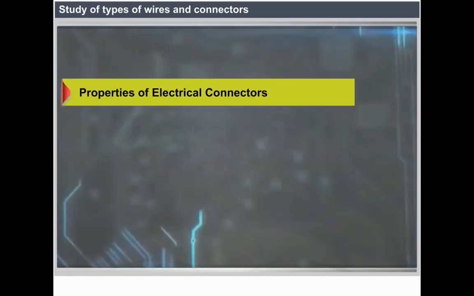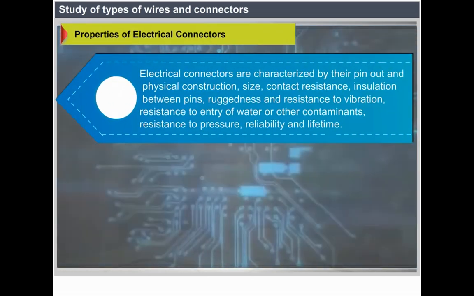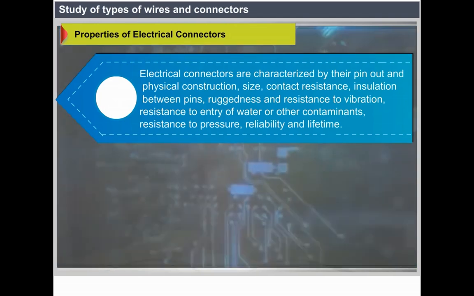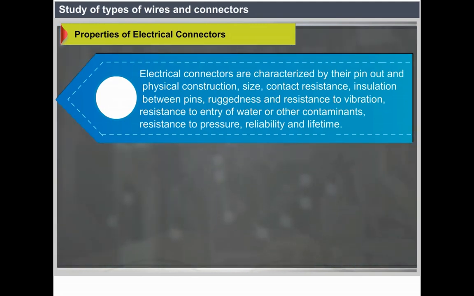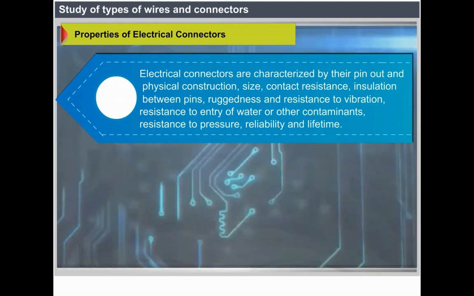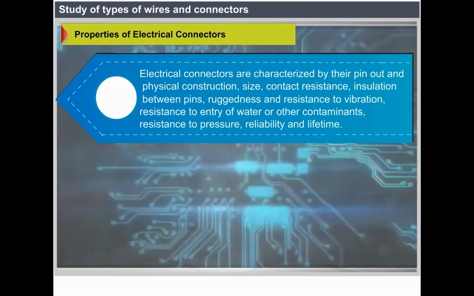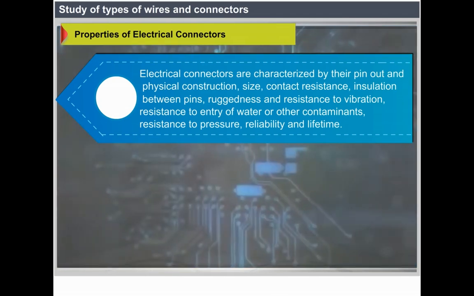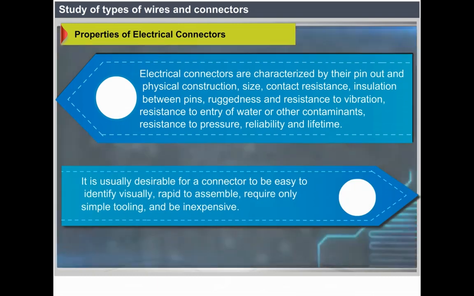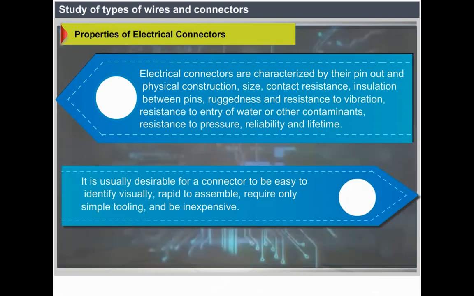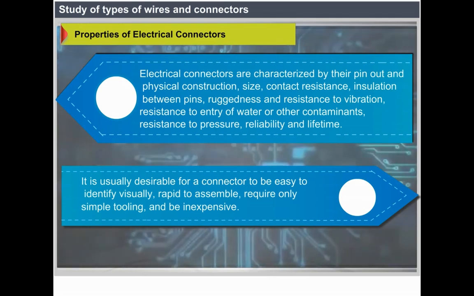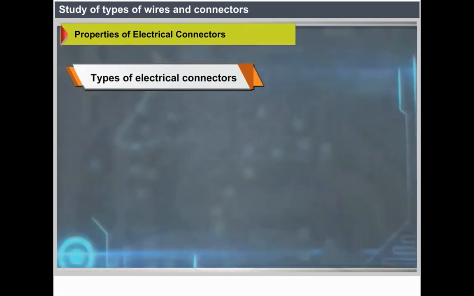Properties of electrical connectors. Electrical connectors are characterized by their pin out and physical construction, size, contact resistance, insulation between pins, ruggedness and resistance to vibration, resistance to any entry of water or other contaminants, resistance to pressure, reliability and lifetime. It is usually desirable for a connector to be easy to identify visually, rapid to assemble, require only simple tooling, and be inexpensive.